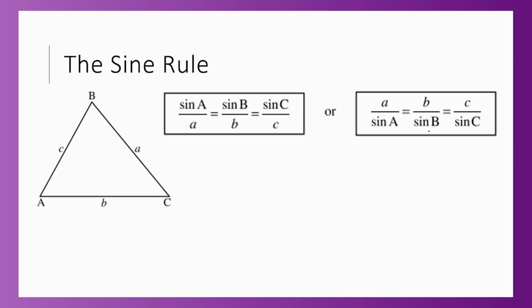And it also says the opposite. Okay, so the ratio between the sin of whatever angle and the side opposite that angle will always be equal to one another. So how do you use this?